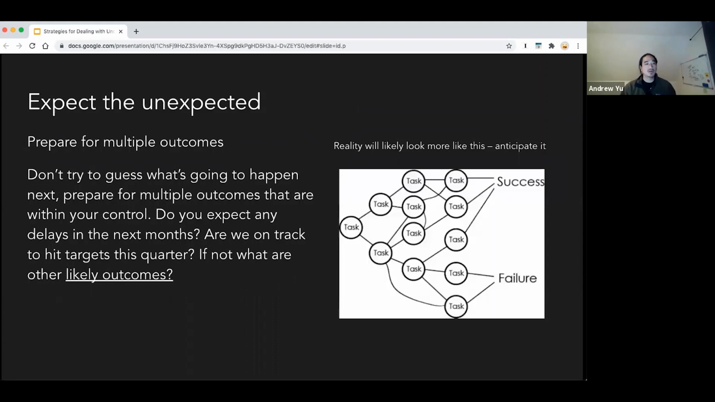Cool. These next ones are a little more nebulous, but essentially it's like, expect the unexpected. And I mean, this is like some fortune cookie message, right? But it's true. Even in life, expect the unexpected, but specifically when you're dealing with product management and product development, you should be prepared for multiple outcomes. So don't try to guess directly what's next. Think about all the different possible likely outcomes.